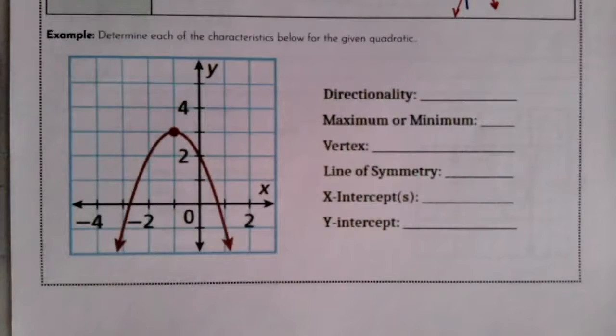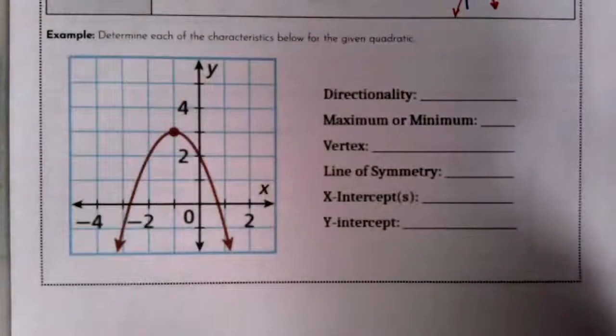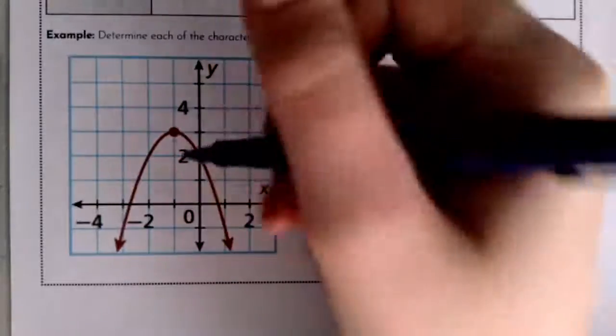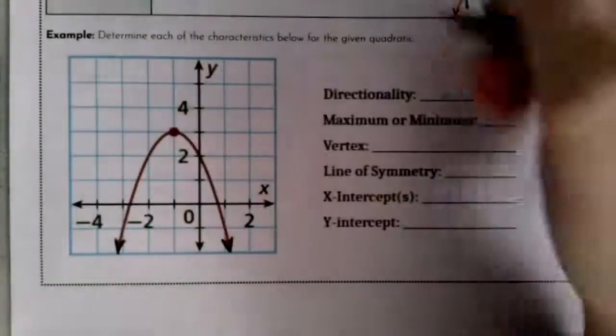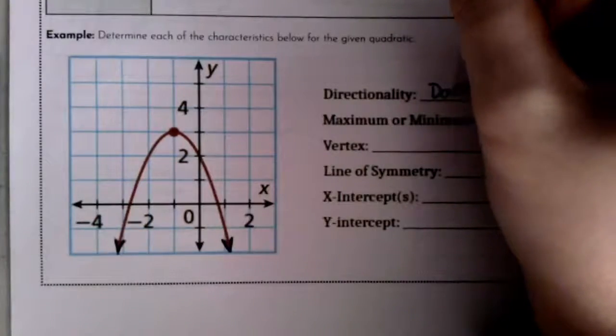So this is the problem that you are going to see. It says determine each of the characteristics below for the given quadratic. And we're asked for each of the definitions from above. So the first one is the directionality. We only have 2 choices, up or down, and we can see it opens down, it has arrows pointing down, and so my directionality is down.